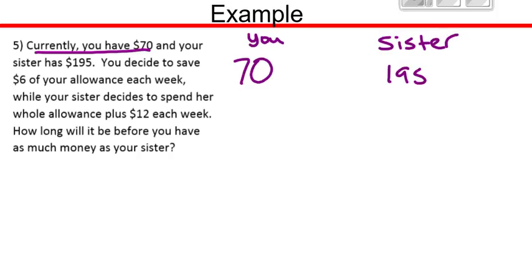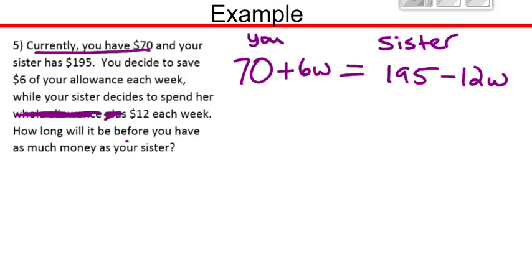She has $195. You decide to save $6 of your allowance each week. Okay, so you're saving $6 per week. And she's spending $12 per week. I'm going to cross this out because this was not supposed to be part of the problem. She's spending $12 each week. How long will it take before you have as much as she does? So they're asking how long until they're equal.